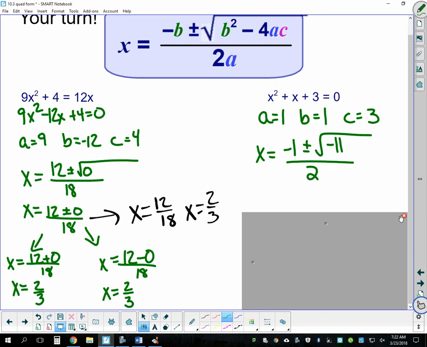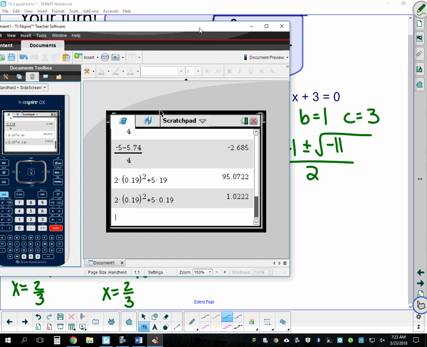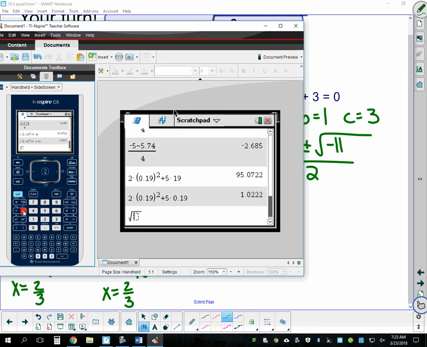The second one, here's my A, B, and C. It was already in standard form. Make sure you don't pull the x's as your A, B, and C. It's just the coefficients, which are 1, 1, and then your constant of 3. Now, when I did this one, I got this stuff for my 3 chunks. When I went to do my square root of negative 11, I ran into a problem.